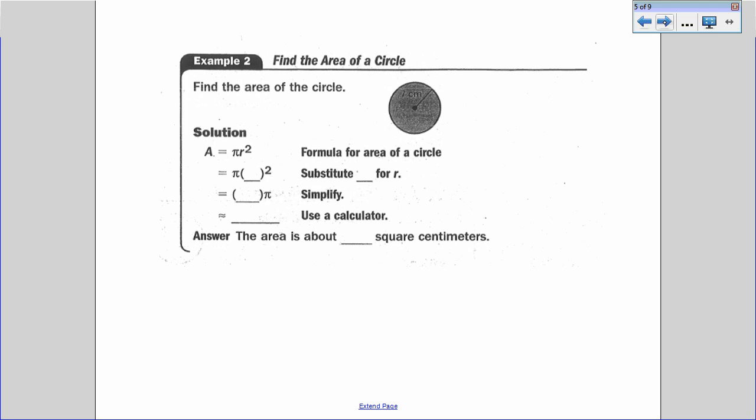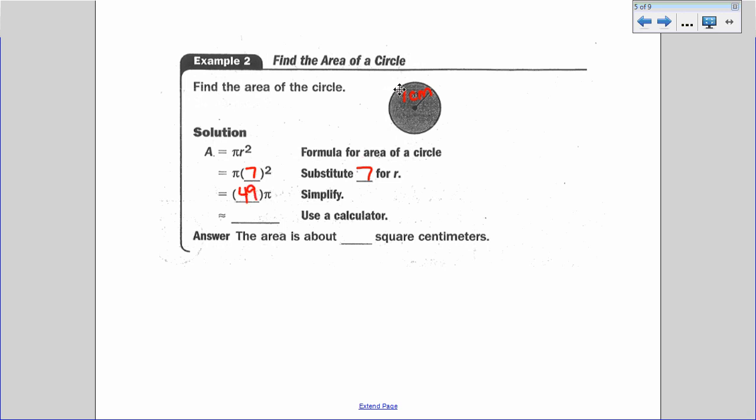So we need to find the area of the circle. I know it's kind of hard to read here on mine because they come in so dark, but you guys should have your note-taking guide. And that says 7 centimeters there. So we have our formula, pi r squared. We substitute 7 for r. We're going to be able to simplify. This is 49 pi. Remember, use your calculator.